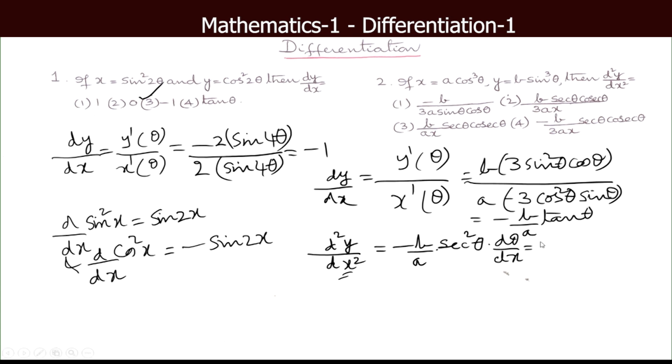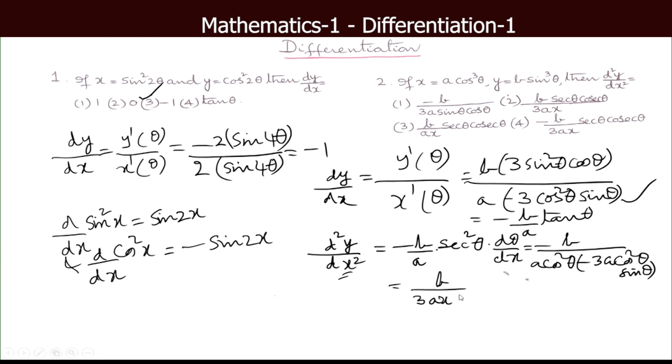But d theta by dx is the reciprocal of dx by d theta, or x dash theta. X dash theta is minus 3a cos square theta sin theta. So, minus b by a cos square theta, because secant square theta is written as 1 by cos square theta, into minus 3a cos square theta sin theta, or b by 3a into a cos cube theta, and a cos cube theta is x.